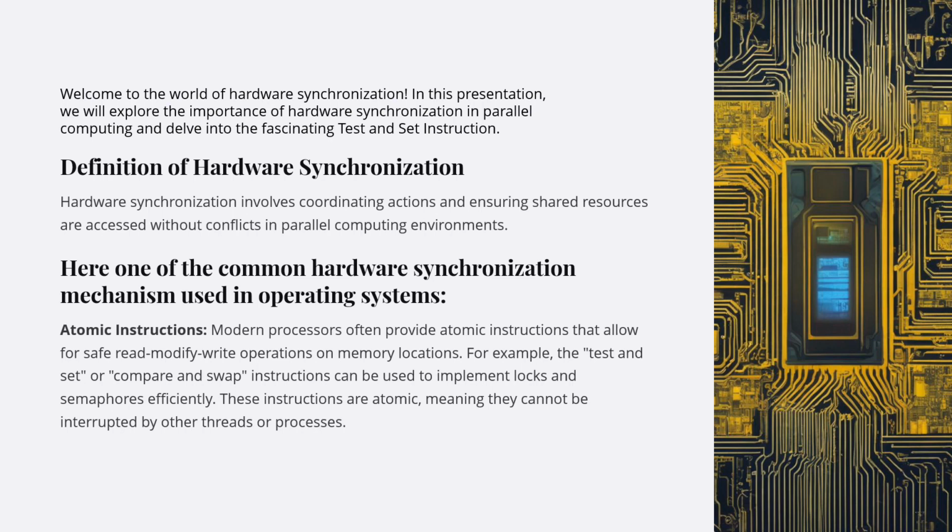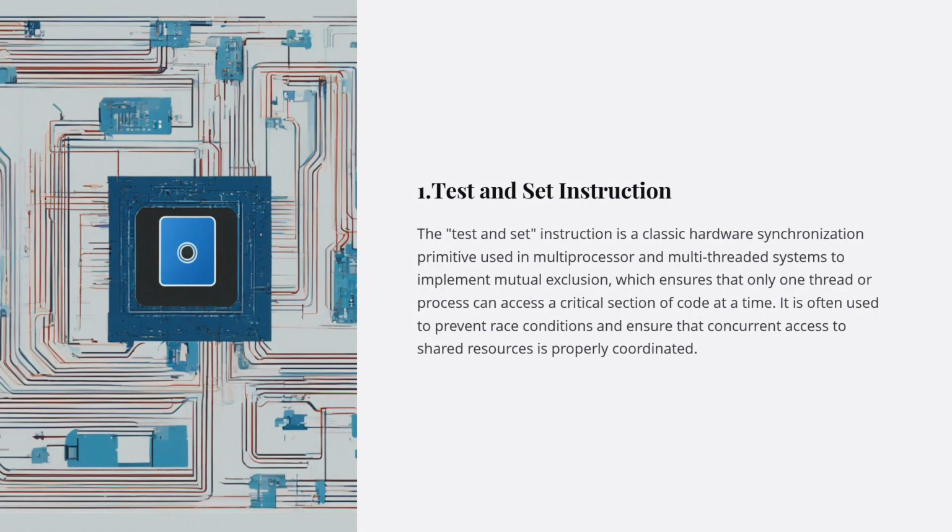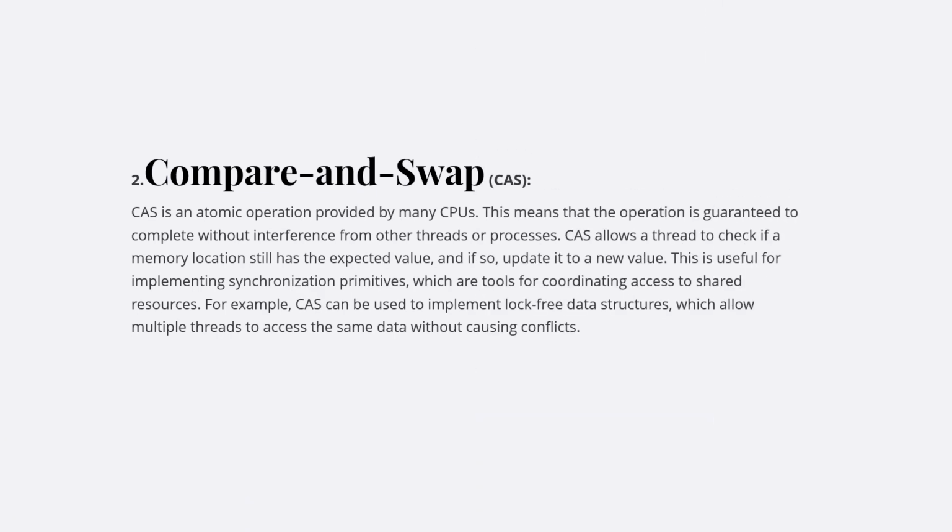The next one is locks. Locks are synchronization primitives that prevent multiple threads or processes from simultaneously accessing a shared resource. Hardware support for locks often involves atomic operations like test and set or compare and swap. When a thread wants to access a shared resource, it acquires a lock, and other threads must wait until the lock is released.